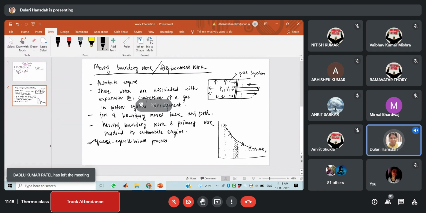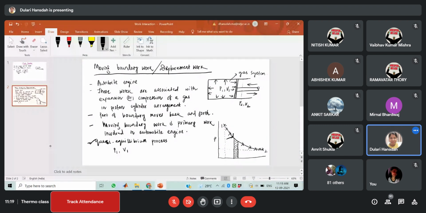So let us consider that initially the pressure is p1 and volume v1. Now let us consider that expansion is taking place in this process. So a piston will move outward. The new position, let us consider, is p2 v2. So here I have shown the expansion process. So the PV diagram: the process is from 1 to 2, an expansion process.